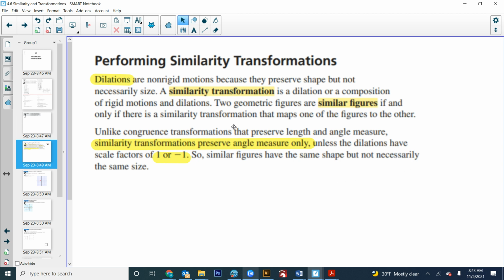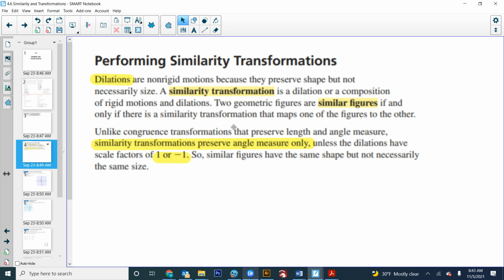All right, dilations. Dilations are non-rigid motions. Why? Because dilations change size. What are rigid motions? They keep congruence. They retain congruence. So dilations, we learned, are non-rigid motions.